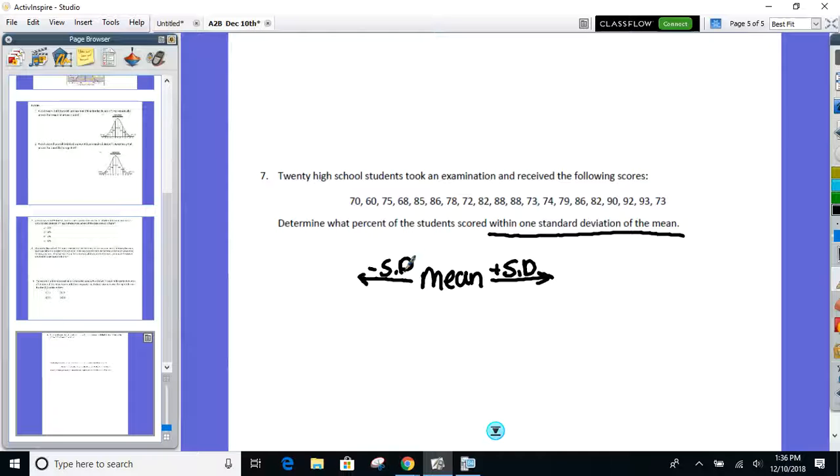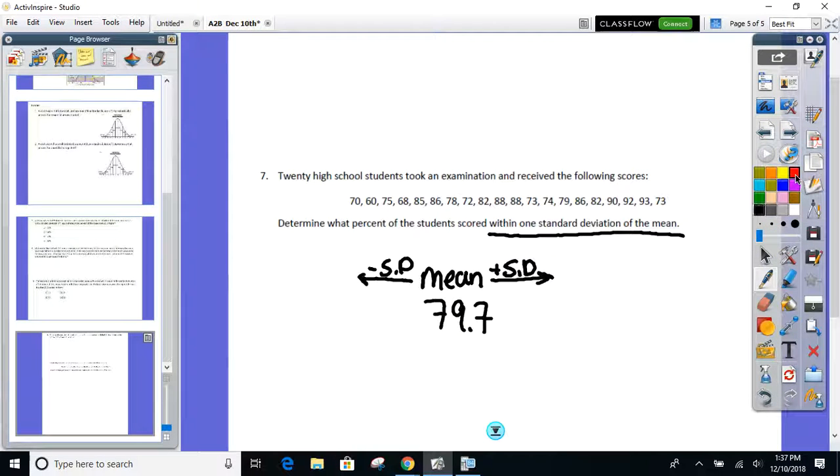Just so you know we're on the right track, what'd you guys get for the mean? 79.7. Yep, nice job. If you guys aren't getting 79.7, it's got to be you typed in a number wrong. Got to be. What's your standard deviation? About 8.7. Yep.